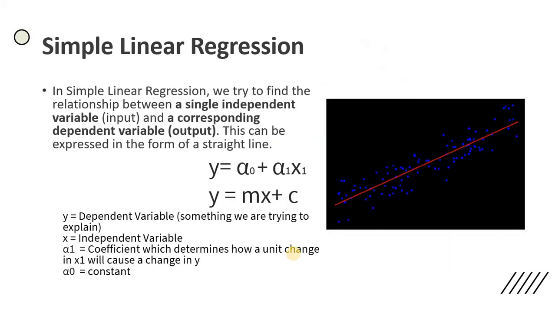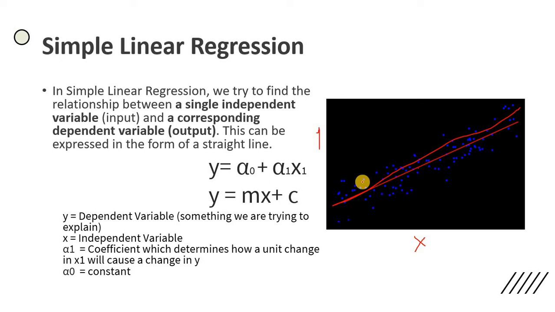Let's start with simple linear regression. In simple linear regression, we are trying to find the relationship between a single independent variable, which is an input, and the corresponding dependent variable, which is an output. This can be expressed in the form of a straight line. Suppose there is an x axis and a y axis with points plotted. We draw a straight line that passes through these points.